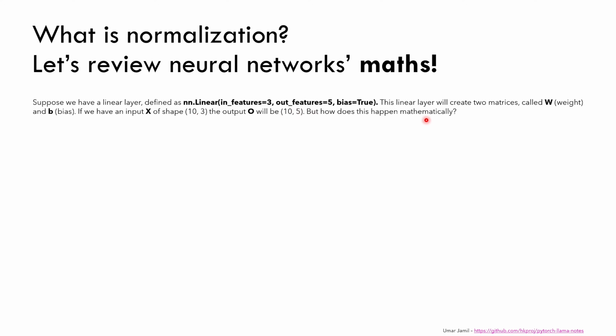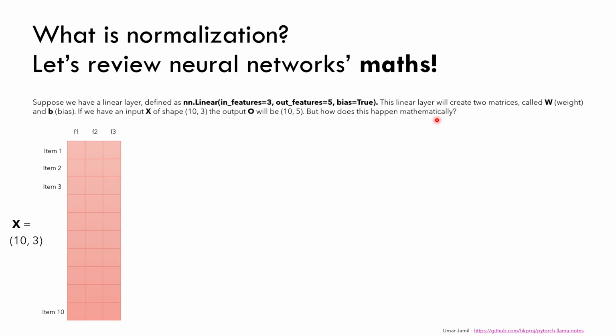But how does this happen mathematically? Let's review it. Imagine we have our input, which is 10 by 3, which means that we have 10 items and each item has 3 features. The W matrix created by the linear layer will be 5 by 3, so the output features by the 3 input features. And we can think of each of these rows as one neuron, each of them having 3 weights, one weight for each of the input features of the X input.